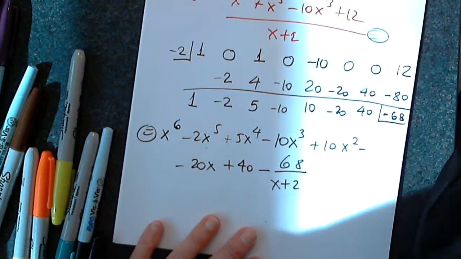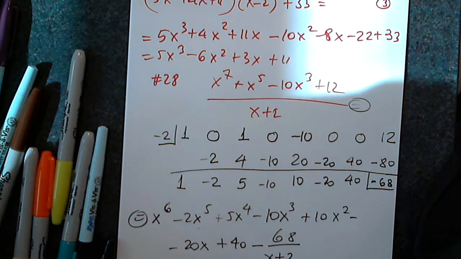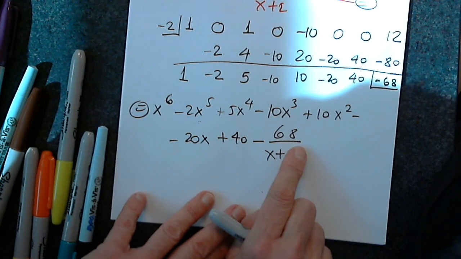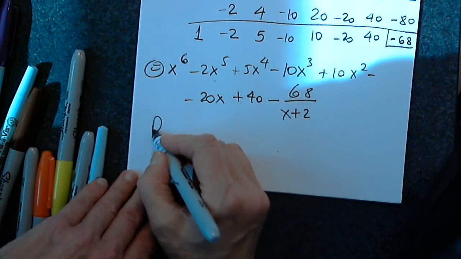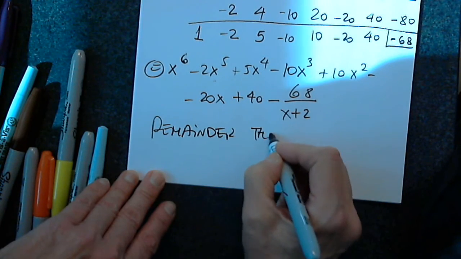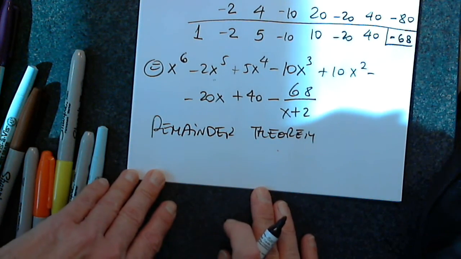Can I say here that x plus 2 is a factor of the top? No, because the remainder is not 0. It's negative 68. So the remainder theorem says this.